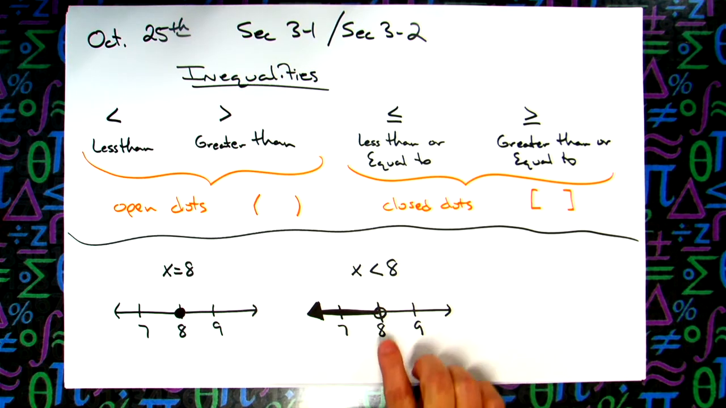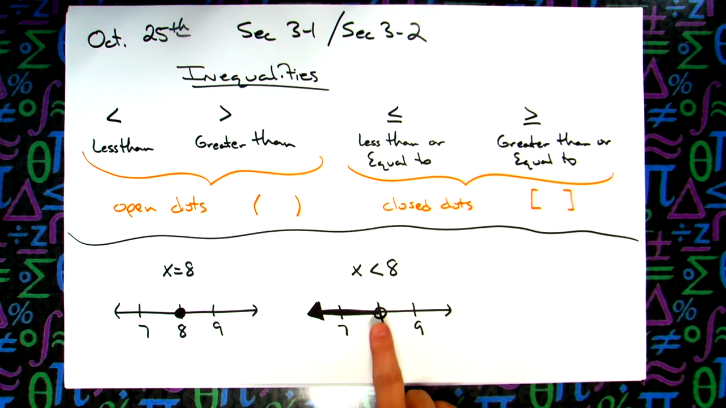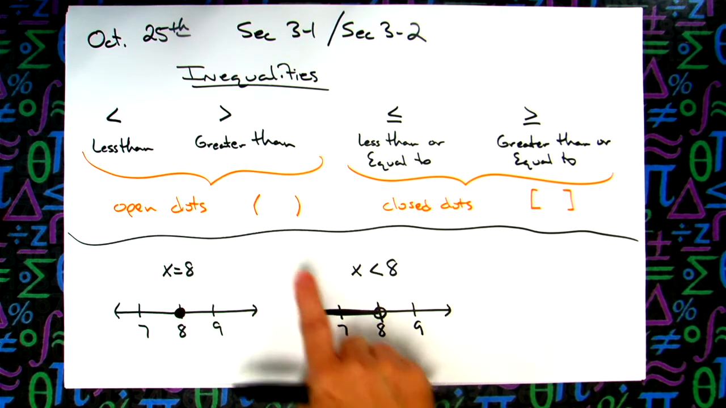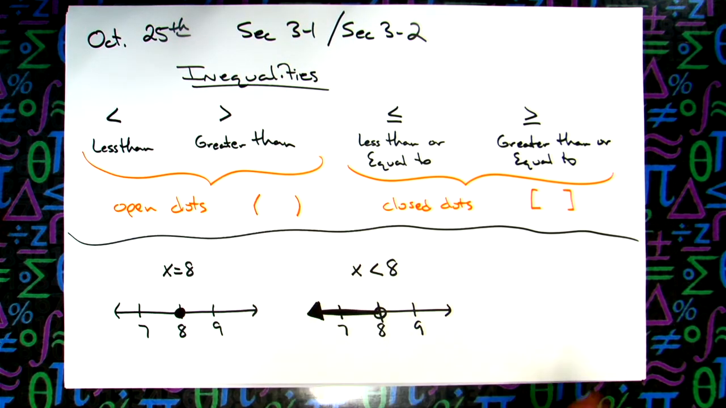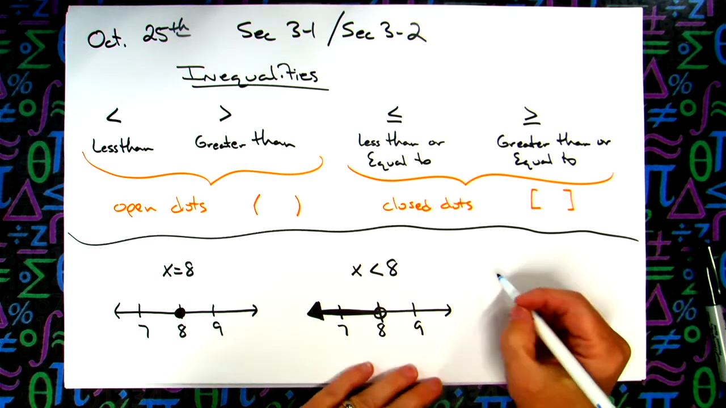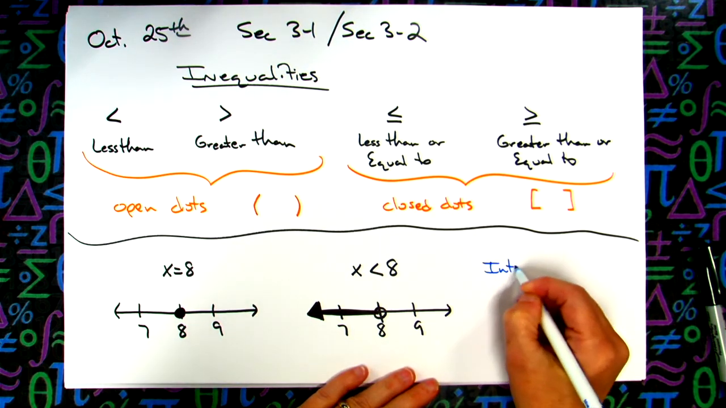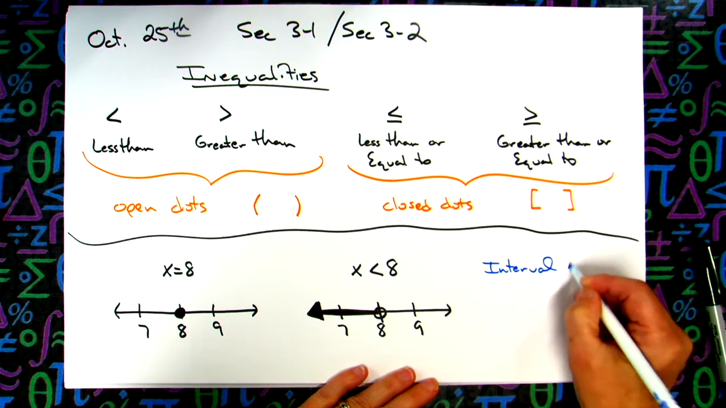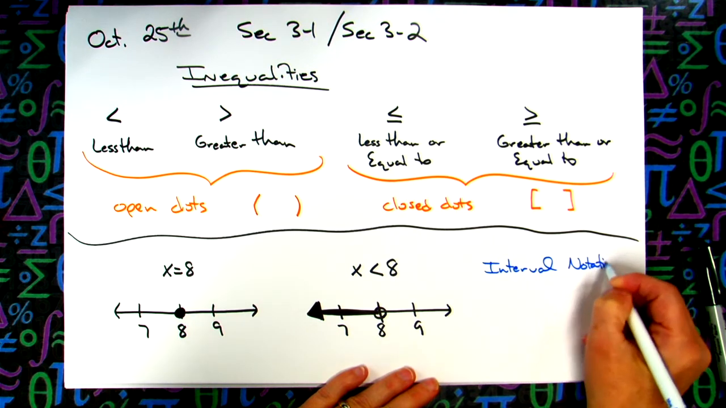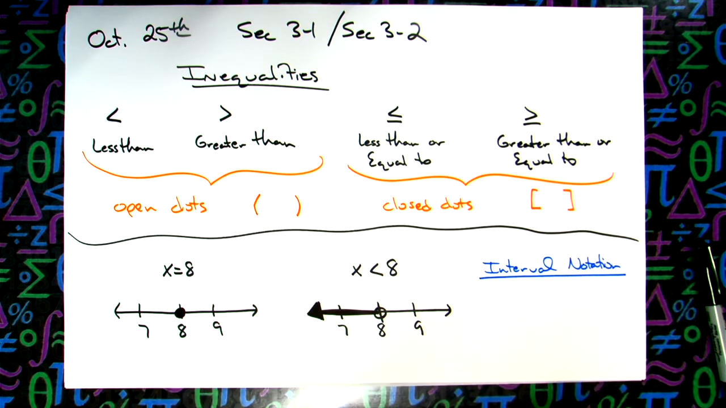Now, I said we're going to introduce interval notation. An open dot is the same thing as a curvy bracket. So, let's put this in blue. It is called interval notation. And this should be brand new because you haven't heard of any of this, okay?